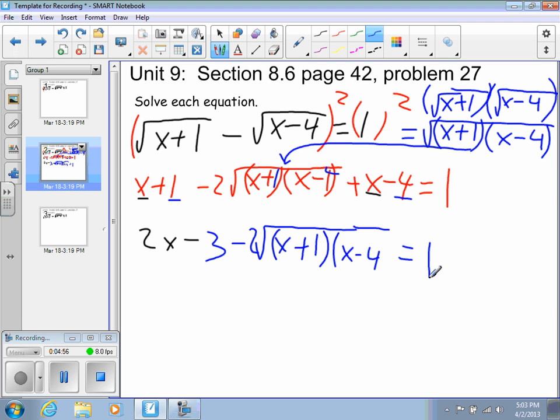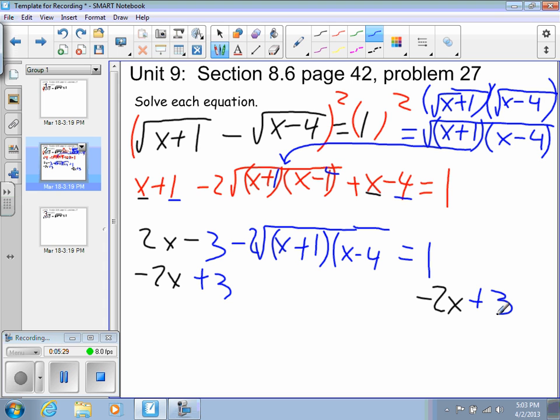Okay, so now let's get this radical by itself. And again, we'll keep it color-coded here. I'm going to subtract 2x from both sides. And I'm going to add 3 to both sides.